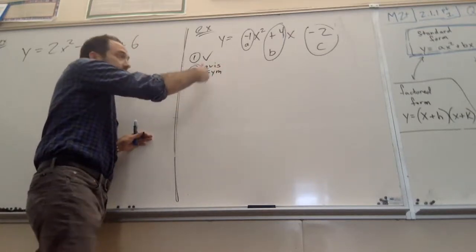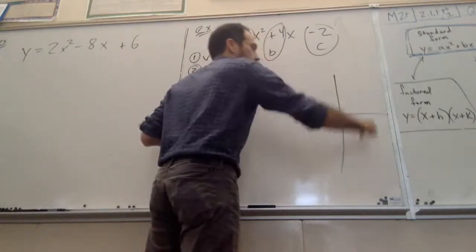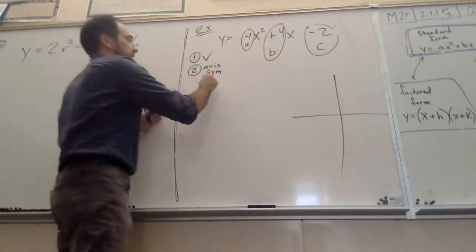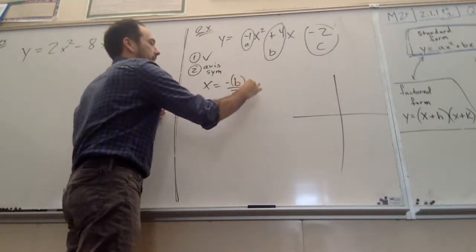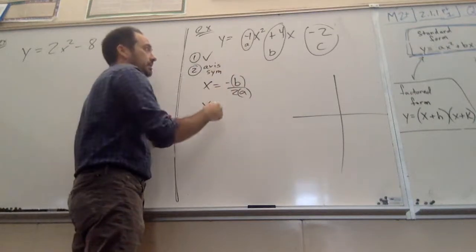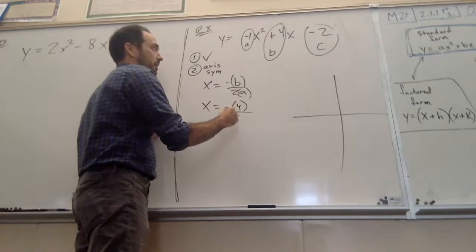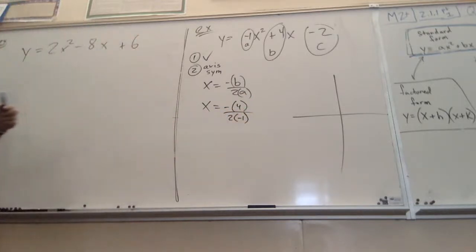The axis of symmetry, if we're going to graph it over here, is going to be a vertical line. X is equal to something. And we find that by plugging in: x is equal to negative b over 2a. Every single time we're going to plug in for a and b right there. So go ahead and put our a and b in here and let's see if we can find where our axis of symmetry is. Go ahead and work that out. Be careful with your signs.